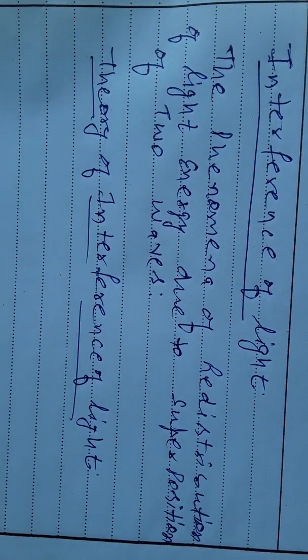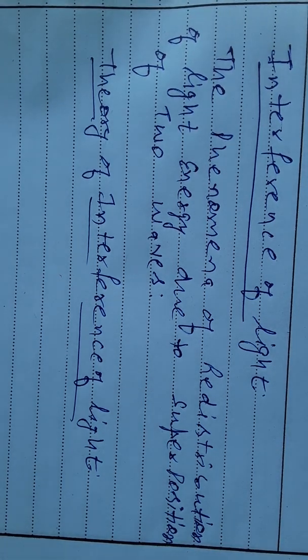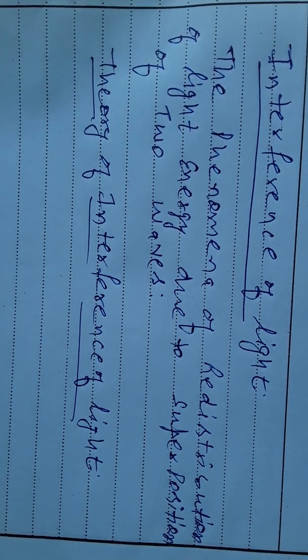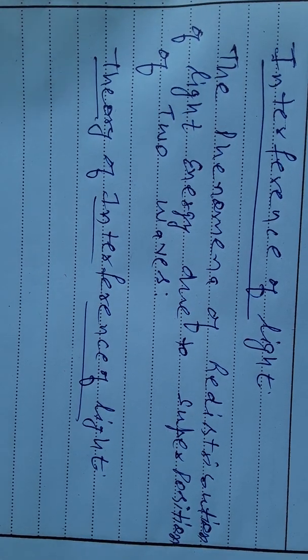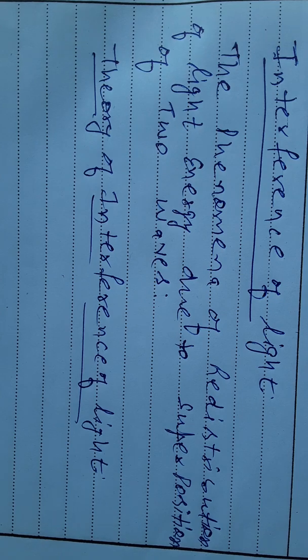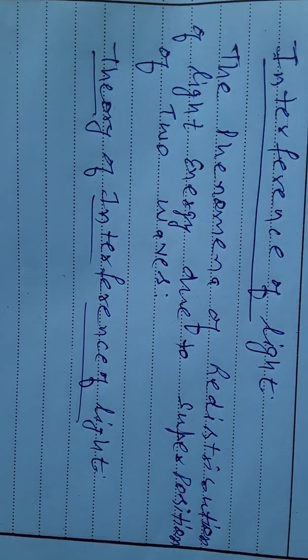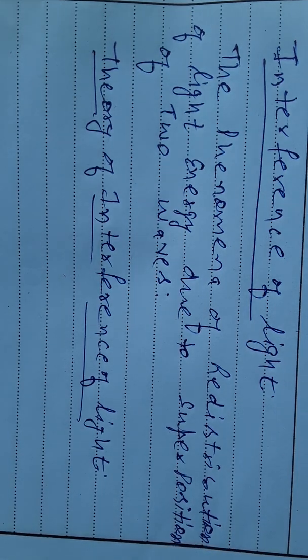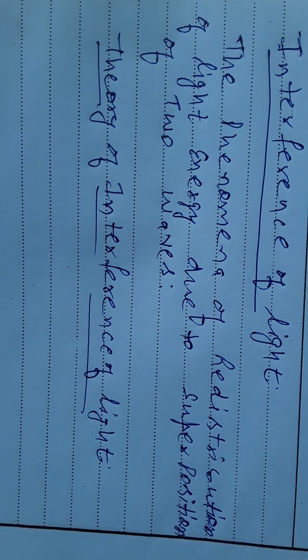Hello children. In wave optics, the next topic is the theory of interference of light. Interference of light is the phenomenon of redistribution of light energy due to superposition of two waves. When two waves superimpose with each other, superposition is of two types. First is called constructive, second is called destructive.